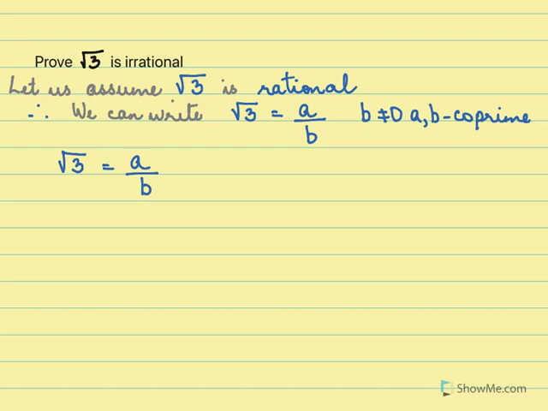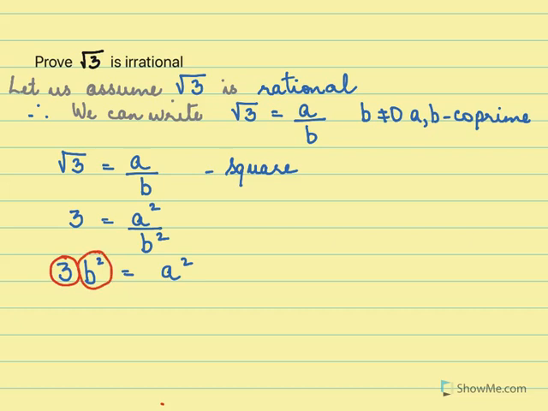Now this expression, √3 equal to a over b, we are going to square. On squaring, we will get √3 into √3, that is 3, equal to a square over b square. So we have 3b square equal to a square, which means a square has two factors: one is 3 and the other one is b square. So I can say now that 3 is a factor of a square. So 3 is also a factor of a by the theorem.